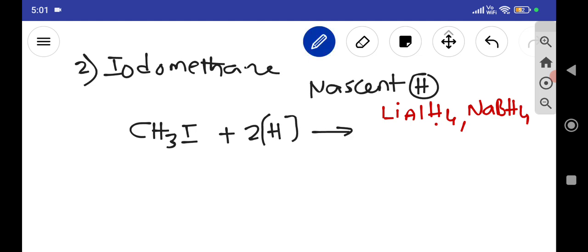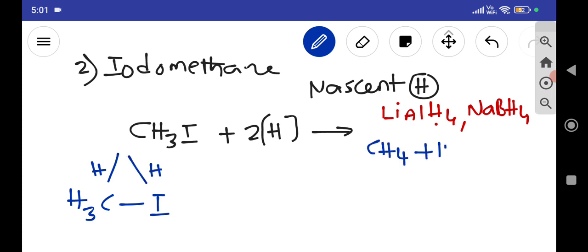In this condition, what will happen? You can expand this and write CH3I, right? So we have to add hydrogens. One H is added to this and another H is added to I. So what we get? We get methane plus HI. Right, hope you have understood this.